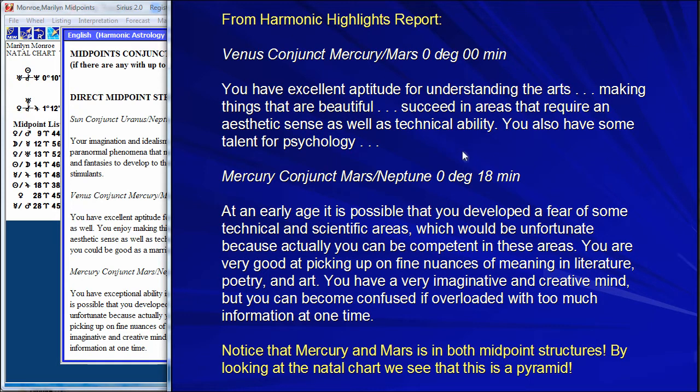Now here's another one. Mercury conjunct Mars Neptune, 0 degrees 18 minutes. At an early age, it is possible that you developed a fear of some technical and scientific areas, which would be unfortunate because actually you can be competent in these areas. You are very good at picking up on fine nuances of meaning in literature, poetry, and art. So Mercury at Mars Neptune is like achieving subtle things. Mercury's understanding them. Things like poetry, art, literature should be strong. You have a very imaginative and creative mind, but you can become confused if overloaded with too much information at one time. We get the feeling she would be a writer.